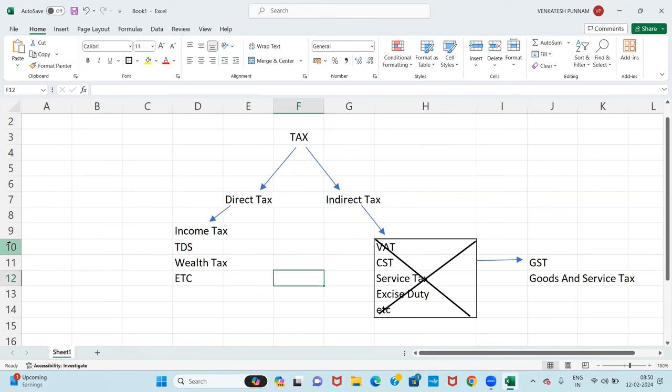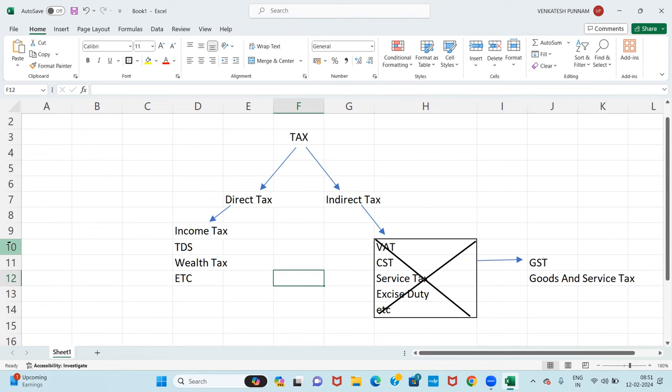Some BCom students, MBA, accountants already know, but some non-commerce students want to understand some basics. Please bear with me, okay? Don't feel bored. Non-commerce students, please focus. These are some basics actually.